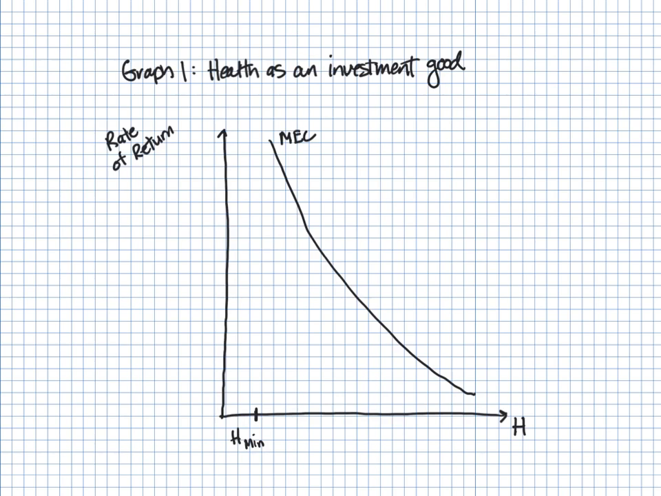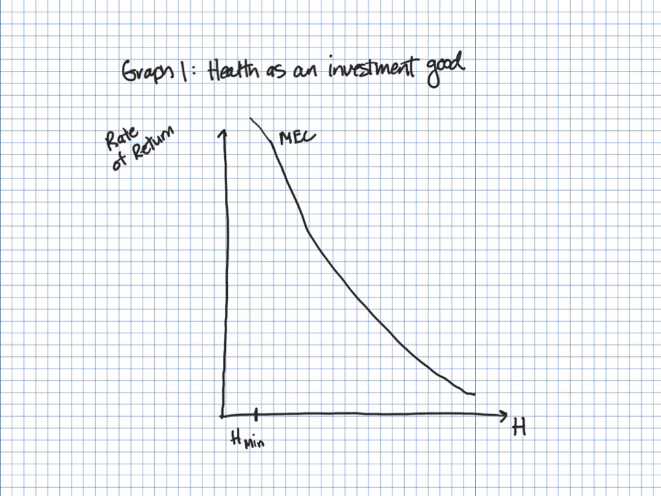Okay? So imagine when we have just a little bit of health, say we're at H min. So let's say that we're down here at H min, right? We would follow the graph up and we could see that the marginal efficiency of capital at this point is very high. There's a high rate of return when our health capital is low. So imagine if we are very unhealthy, just a little bit of exercise or a little bit of improvement in our diet or going to the doctor is going to yield very large benefits.